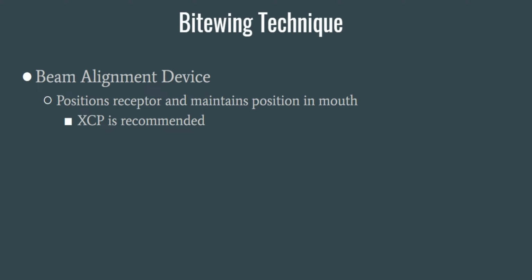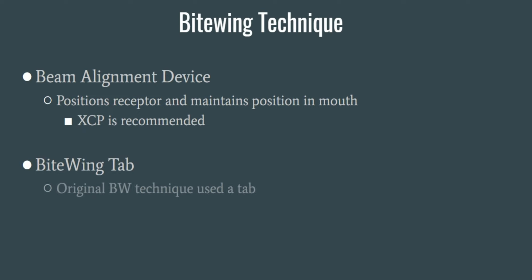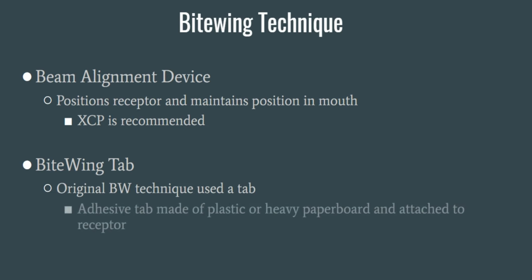So XCP is recommended, similar to the paralleling technique. But there is also another method that can be used, and that is the bitewing tab. This was the original bitewing technique. Before XCP was available, they had these adhesive tabs made of plastic or heavy paperboard that attached to the receptor. So it was just like little sticky-back paper that you could fold in half and stick onto the film and place in the patient's mouth, and they bit on the little tab.